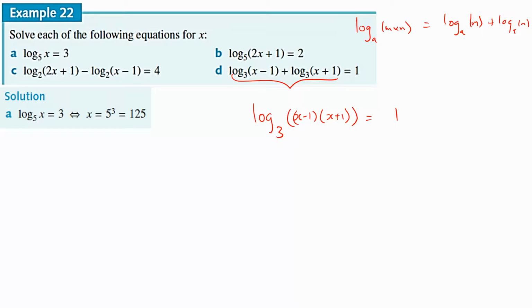See what I'm doing there? I'm just using law number 1. Okay, law number 1, I can say it's log 3 of this times this. That's all I'm doing. So x minus 1 times x plus 1. That's what I'm doing here. Okay? Why do I put double brackets? I use double brackets so it's clear to you that when you do a log, there's always a bracket.